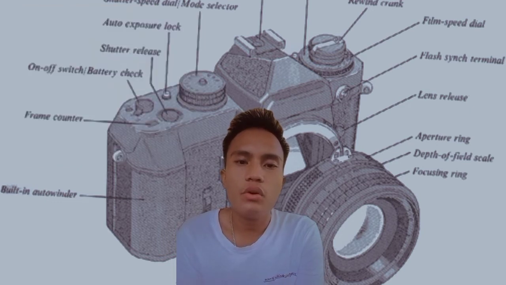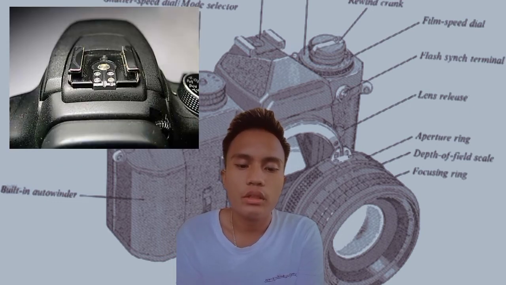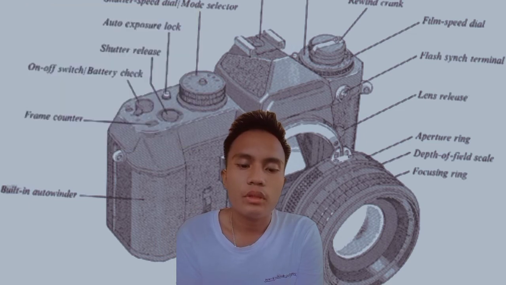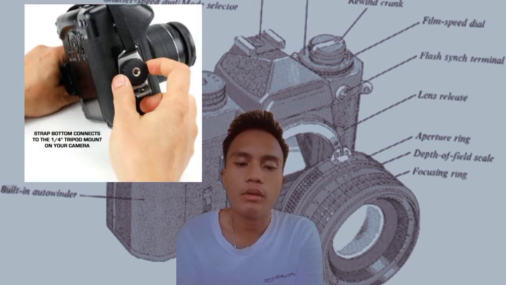Nine is the hot shoe mount. The hot shoe mount is where you mount an external light like a flash. That hot shoe triggers a flash without the need for any cables. Ten is the tripod mount.